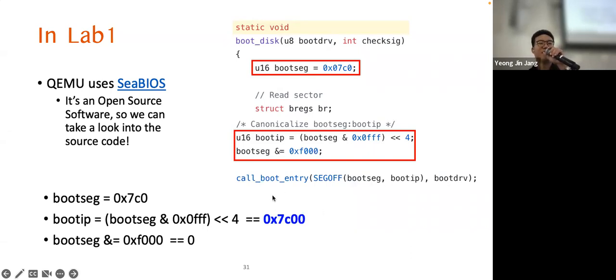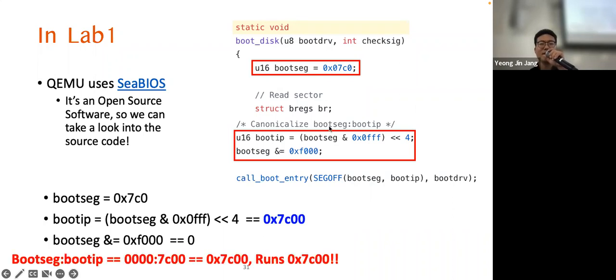This is the part where the BIOS actually sets 7C00 as the address, puts the boot sector in there, and then the whole boot entry will jump to that code.